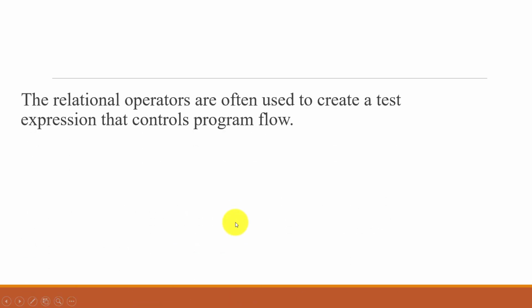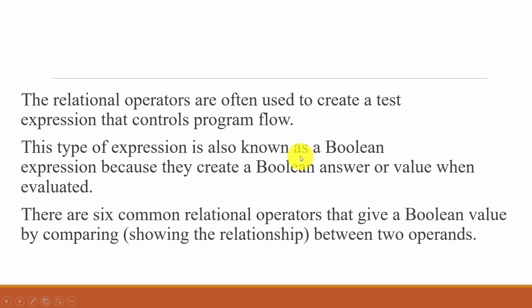Now why are we using the relational operator? These are used to create test expressions, or you can say test conditions, that control program flow. This type of expression is a Boolean type of expression. What is meant by a Boolean expression? It gives an answer value that evaluates to true or false, or 0 and 1. That is called a Boolean expression. There are 6 common relational operators we are going to discuss here, which give a Boolean value. That is, we compare the relationship between two operands, that is two variable values.